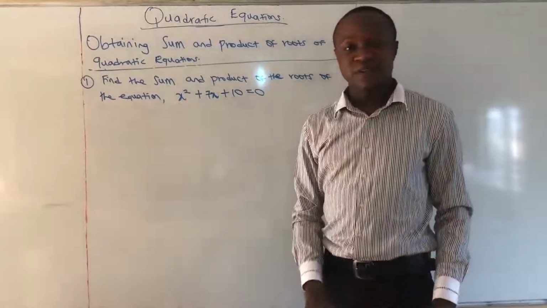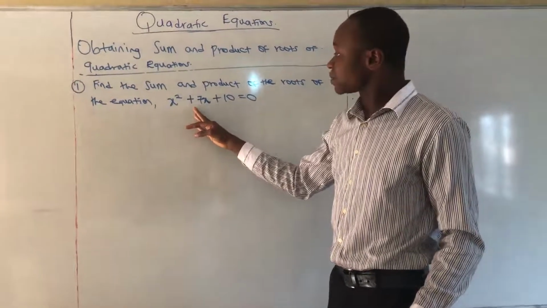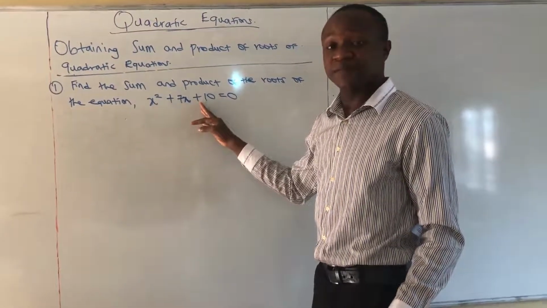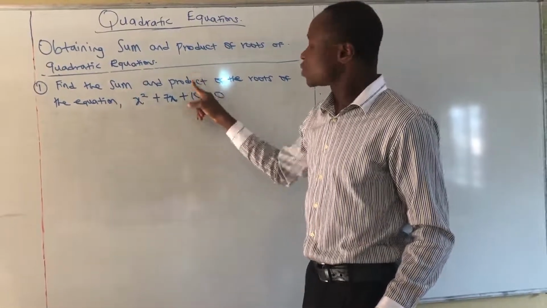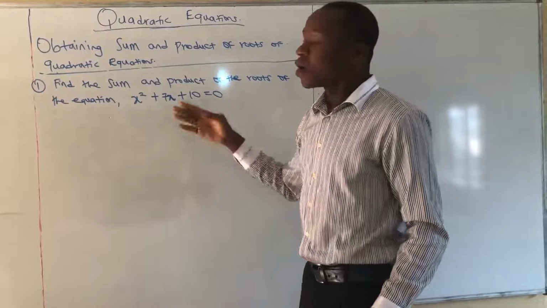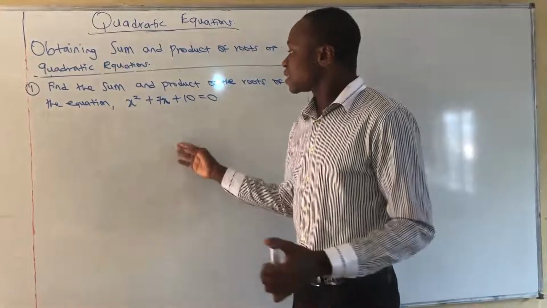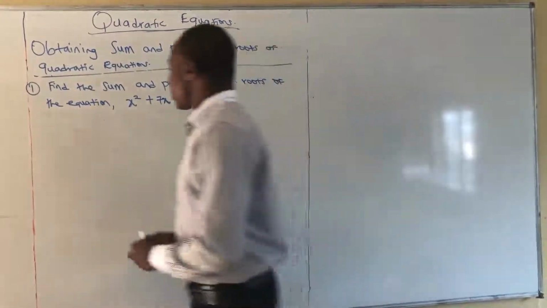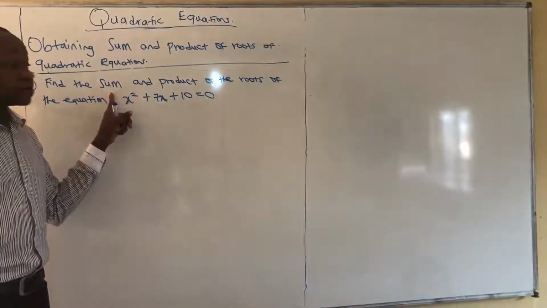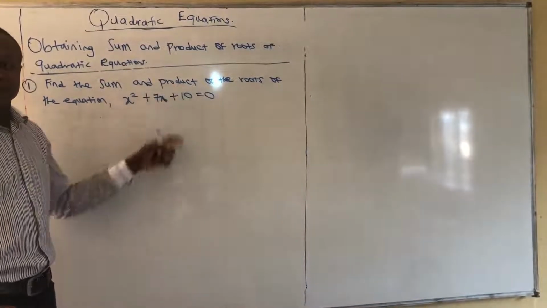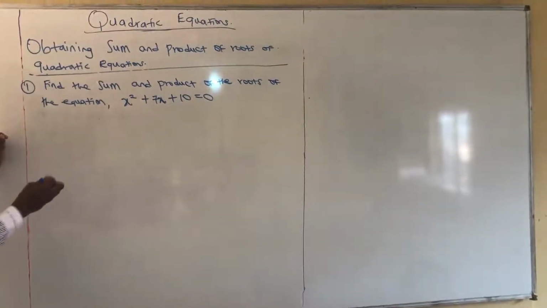When you are given an equation like this, it's quadratic, x squared plus 7x plus 10, and the question is, what is the sum of the roots? What is the product of the roots? One would simply solve the equation. Some of us will just say, let's solve the equation. And when you solve this equation, we'll get the roots. When I have the roots, I will find the sum and I will find the product, which is correct. And I will do that with you before I introduce question number 2.